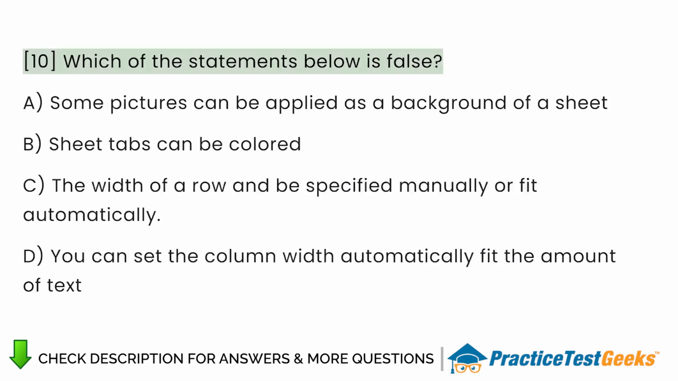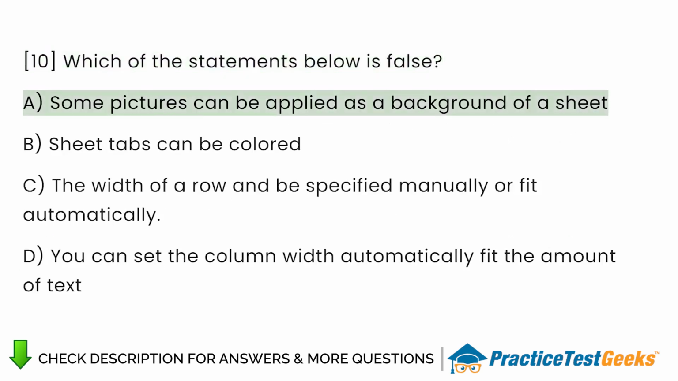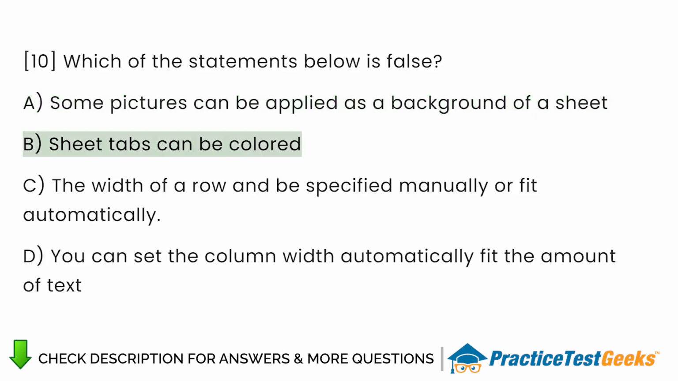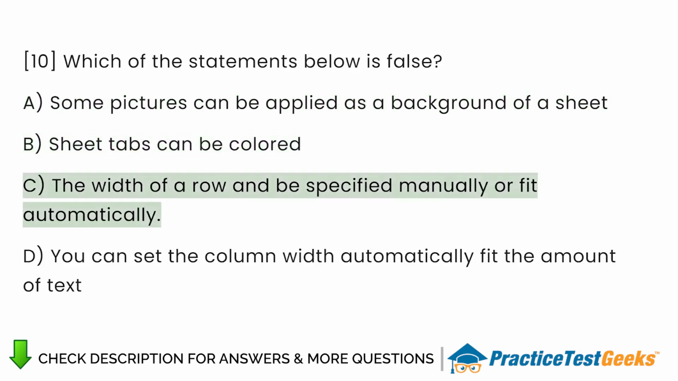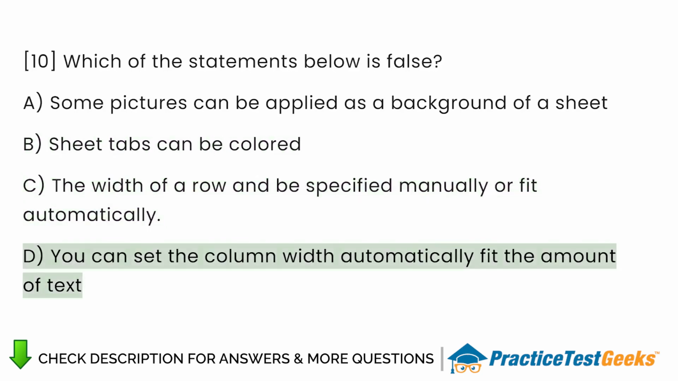Which of the statements below is false? A. Some pictures can be applied as a background of a sheet. B. Sheet tabs can be colored. C. The width of a row can be specified manually or fit automatically. D. You can set the column width to automatically fit the amount of text.